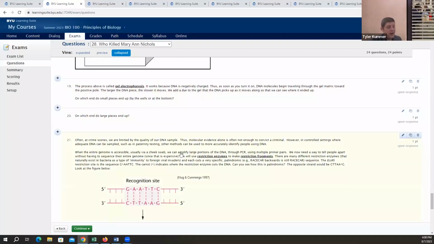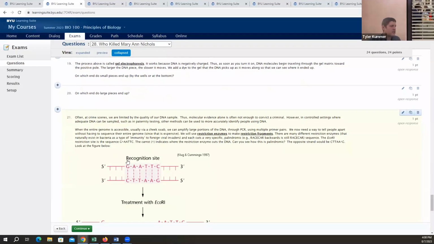Now we have to get those fragments, right? We're not going to just put a whole chromosome in there. That would be terribly long. What we want to do is take the DNA and chop it up. And that's what restriction enzymes are for. And restriction enzymes are specifically looking for palindrome sequences. And that's the recognition site here.